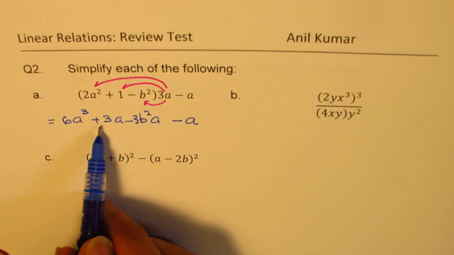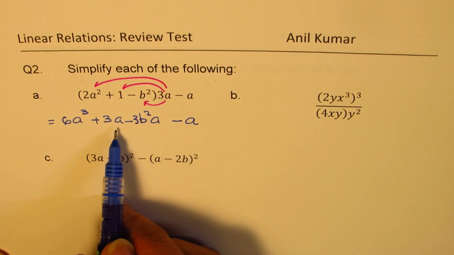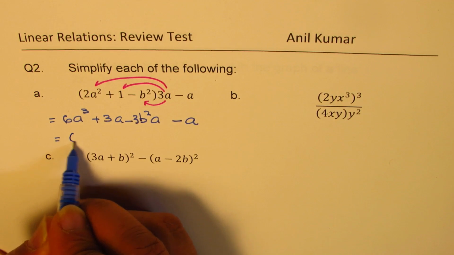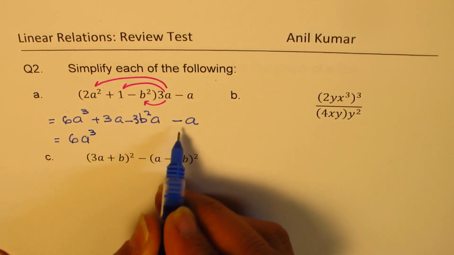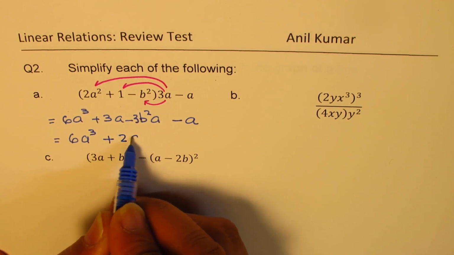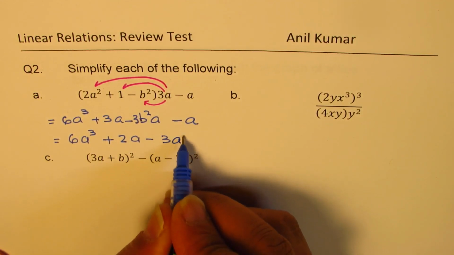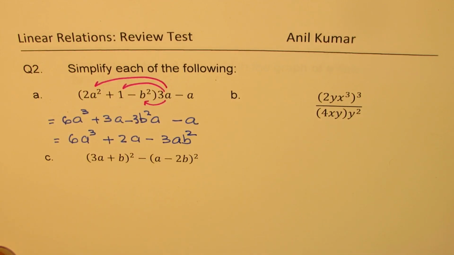Now this minus a and 3a, they are similar terms, so they could be simplified. So we could write this as 6a cubed. 3a minus a is 2a, right? Minus 3, it's better to write a first, ab squared. Is that clear to you? So that is how we are going to solve it.